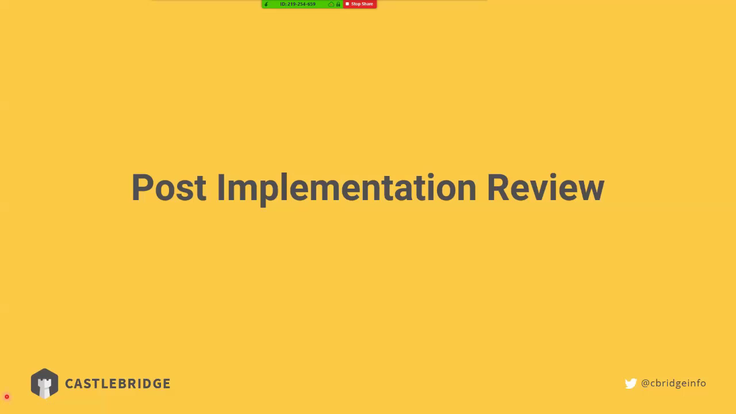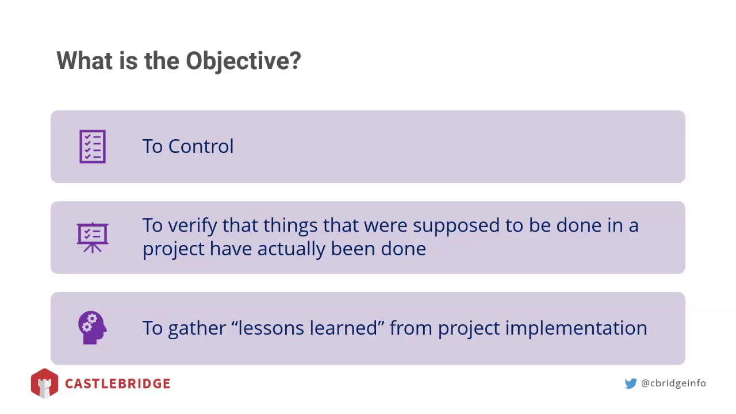Finally, we're going to talk about post-implementation reviews. This is one that's often overlooked from a data protection perspective. Again, a DPIA is a design activity in a project. A capability assessment is a process to evolve the organization. Your audit is to inform the organization. Post-implementation review is ultimately about control. It's about verifying that things that were supposed to be done in the project have actually been done. So it is a control process.